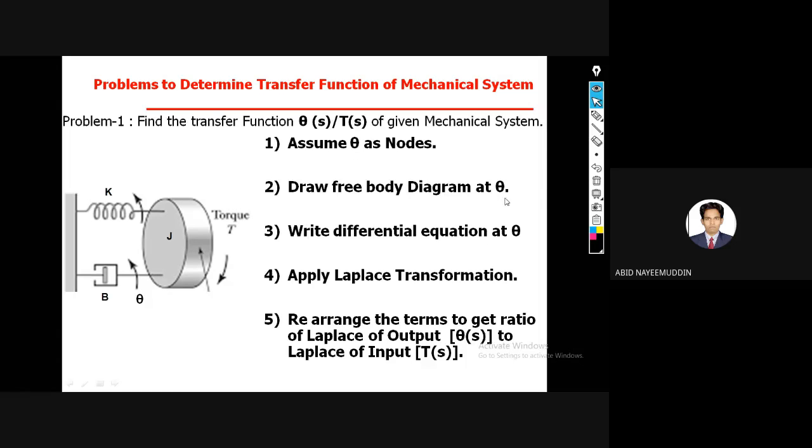In the same way, draw the free body diagram, and then the third step is writing the differential equation. Once you have the first three steps, the remaining two steps are simple: applying Laplace transformation and rearranging the terms to get the ratio of output by input. Remember, here I am considering theta of s as the output variable and torque T as the input variable. Now let me solve this problem. First problem.